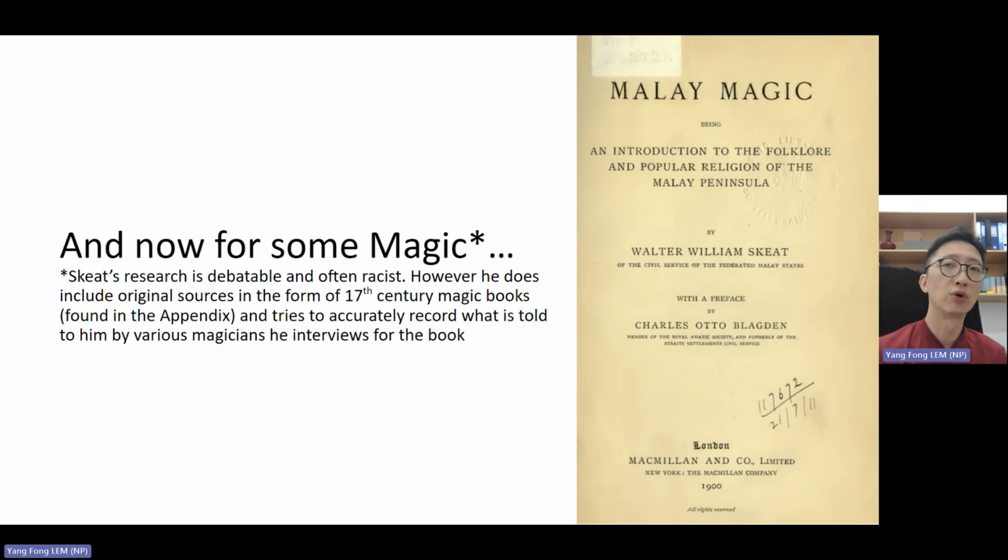Okay, and now for some magic. Malay magic and an introduction to the folklore and popular religion of the Malay Peninsula, right? Just as a disclaimer, this reference is from Skeat's research, which is often debatable and often racist, right? However, he does include original sources in the form of 17th century magic books and tries to accurately record what is told to him by various magicians that he interviews for the book, right?